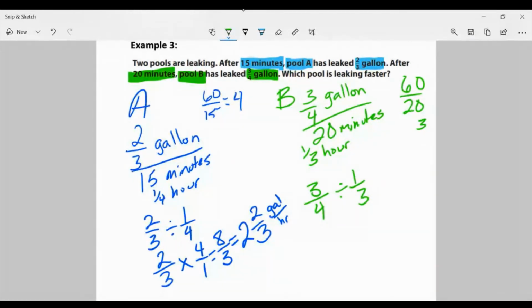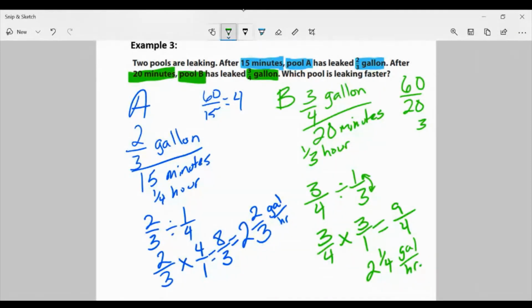Now again, I'm going to multiply by the reciprocal, right? I want to flip this side to 3 over 1, because that's the reciprocal. 3 times 3 would give me 9. 4 times 1 on the bottom would give me 4. So we have 9 over 4. And this is the same as 2 and 1/4, right? And that would be gallons per hour.